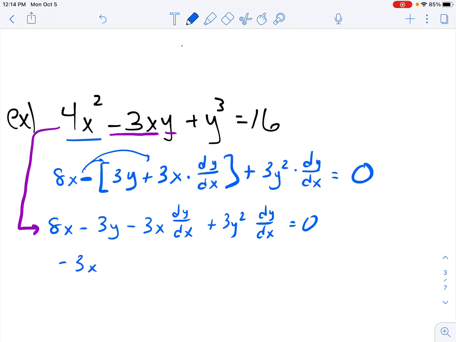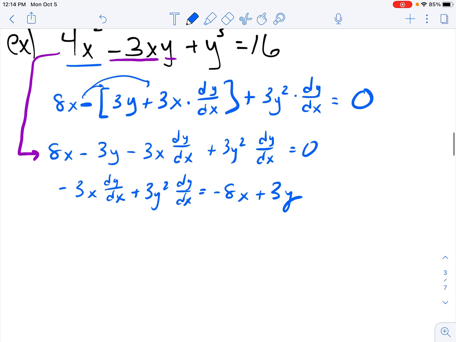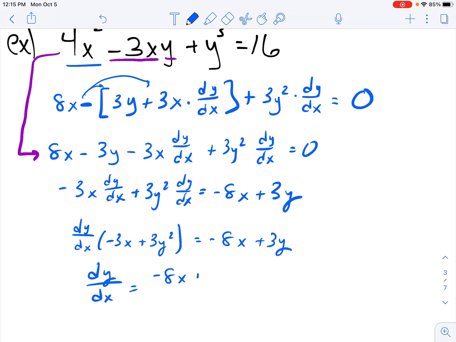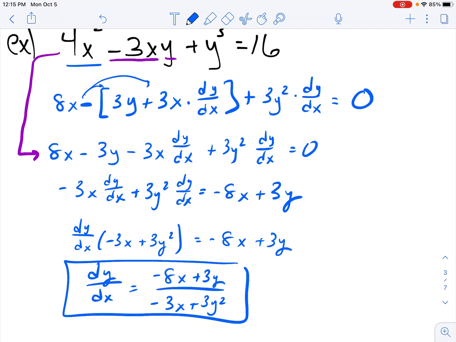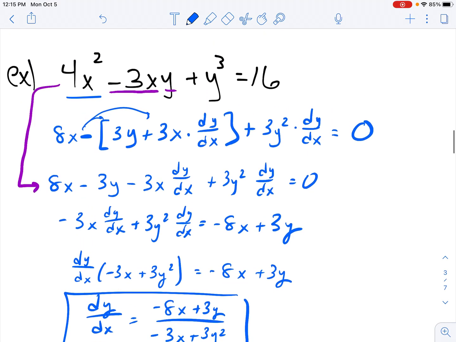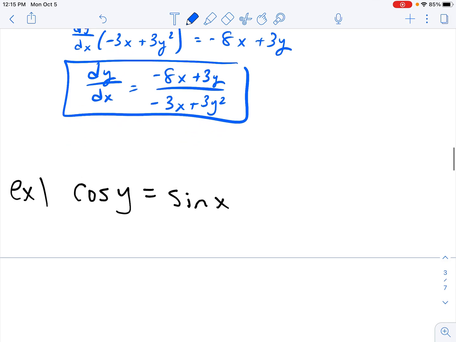Again, I'm going to keep the dy/dx stuff on this side of the equation, and I'm going to bring the non-dy/dx stuff over here and factor and divide. And there we have it. So again, watch those product rules, x times y's.